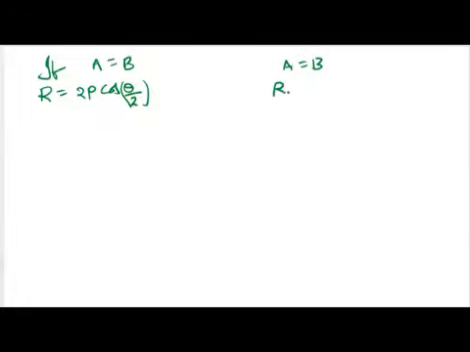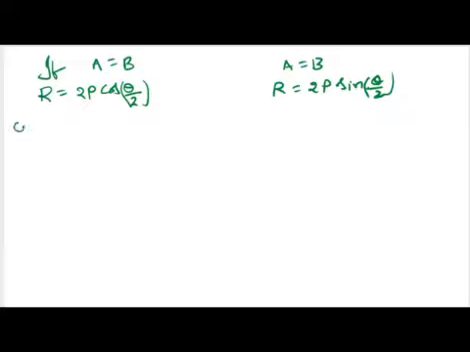In this session, the same results we can apply when the magnitudes of the two vectors are equal. Suppose A is equal to B, the magnitudes of the two vectors are the same. Then the resultant for addition of vectors is R is equal to 2p cos theta by 2. And for subtraction of vectors, if A is equal to B, then the resultant is R is equal to 2p sin theta by 2, where theta is the angle between the two vectors.